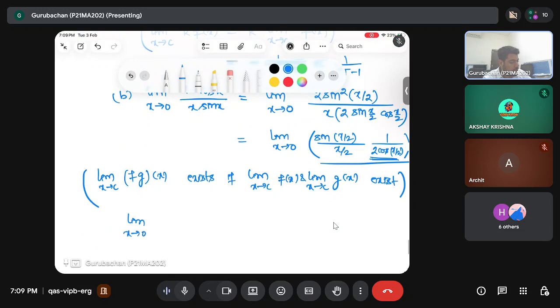Limit x tending to 0, (1/2) cos(x/2). I can use that sin(x/2) divided by x/2 is 1, but I want to let you know how to use the properties. So what is this value? 1 by 2. Any problem?